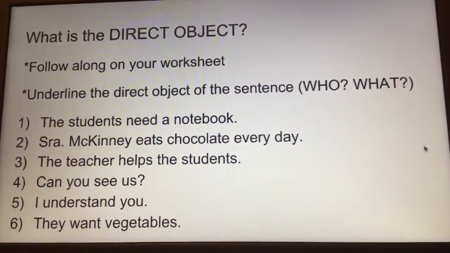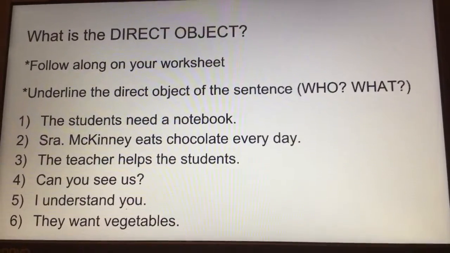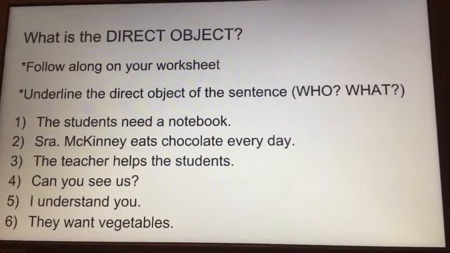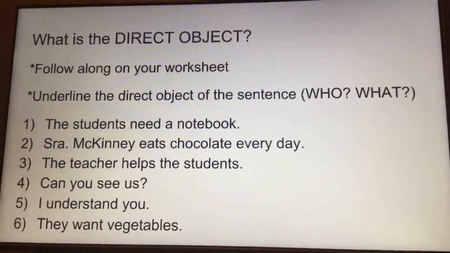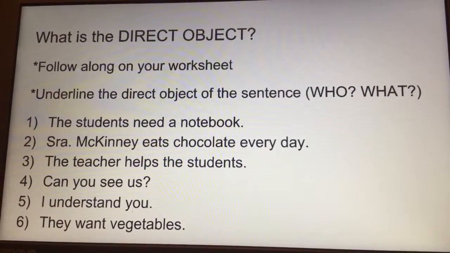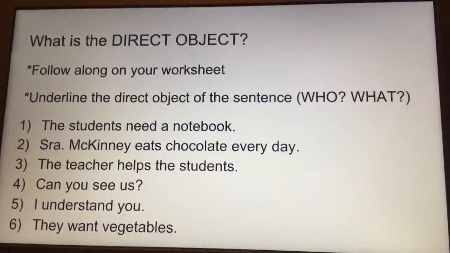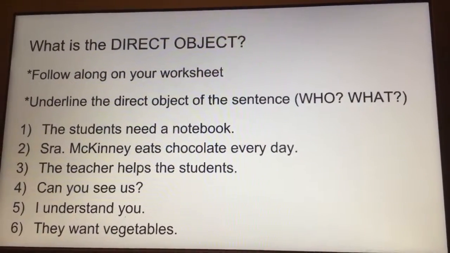Okay, so follow along on your worksheet now. What is the direct object? I want you to underline the direct object of each sentence. Who or what is receiving the action of the verb. So, uno, the students need a notebook. Who or what is being needed? Dos, Señor McKinney eats chocolate every day. Who or what is being eaten?